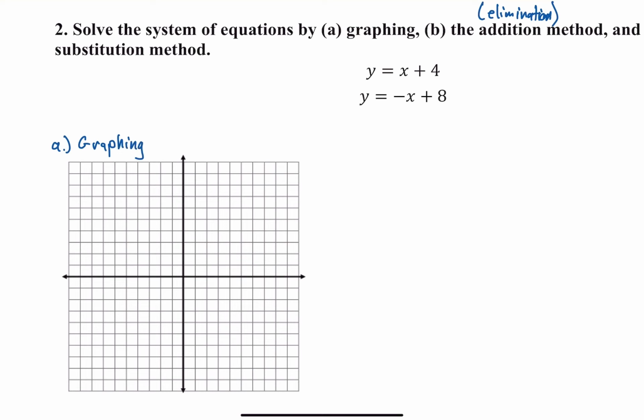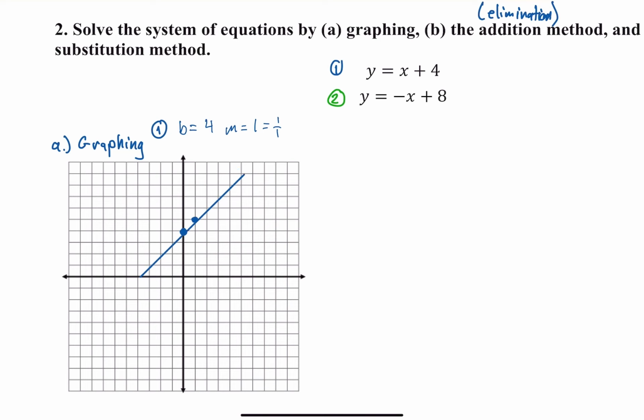And we have 2 lines. Each line is already set up for us. So let's call this line 1, and we'll call this line 2. Line 1 has a slope. Let's start with the y-intercept. It has a b of 4, and it has a slope of 1, or 1 over 1. So we're going to go to 4. We're going to rise 1, run 1, and I'll go ahead and draw the line through those 2 points.